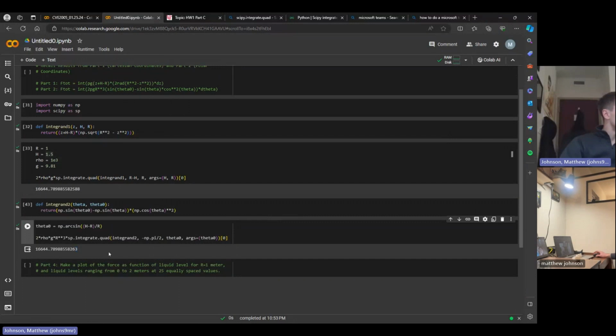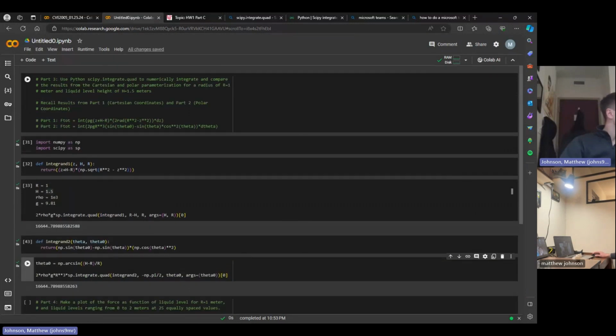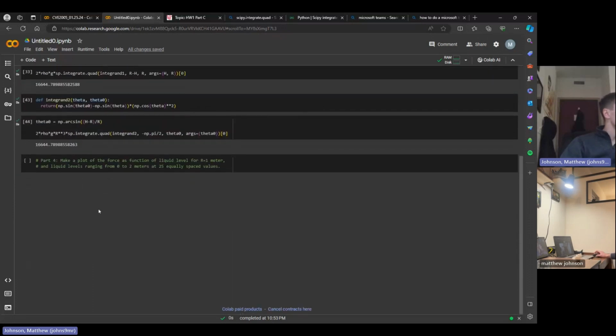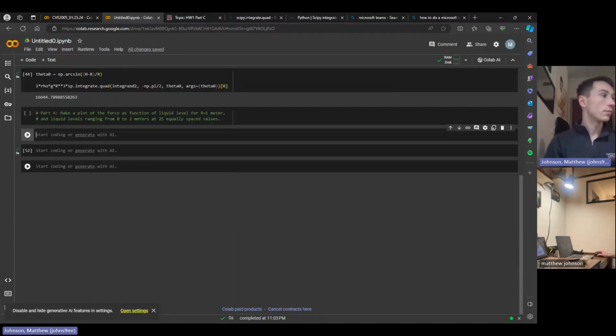And let's go ahead and move on to part 4. I think we answered everything in part 3, right? Compare the results. Yep, they are the same. Great. Okay, let's move on to part 4. Let's make a plot of the force as a function of liquid level for those characteristics: 0 to 2 meters, 25 equally spaced values.